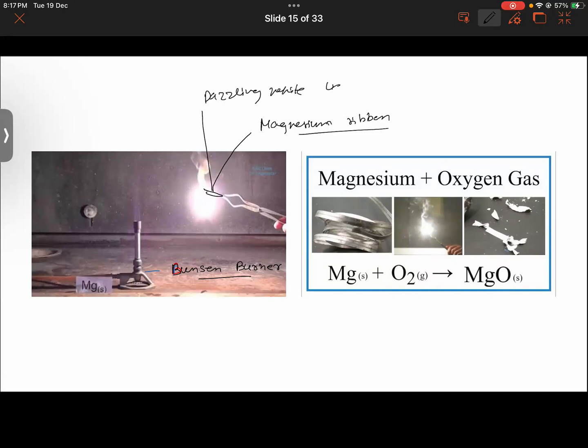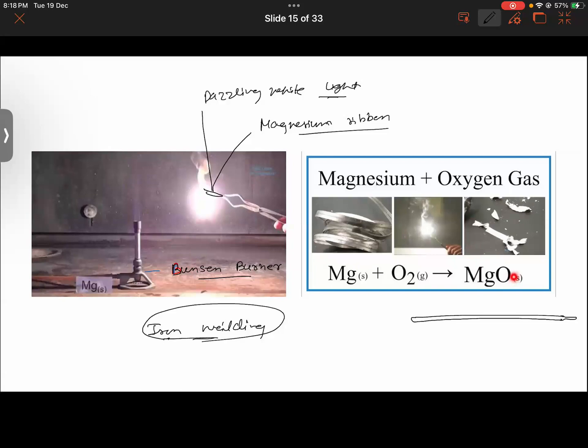Magnesium ribbon, as you can see in the image as well. In iron welding, how are two irons welded together? There you are basically using the magnesium ribbon. अब magnesium oxide का formation होता है. But I am saying here, in iron welding, magnesium ribbons are used to weld two iron pieces together. So what reaction is happening? This magnesium is reacting with oxygen gas to form magnesium oxide.